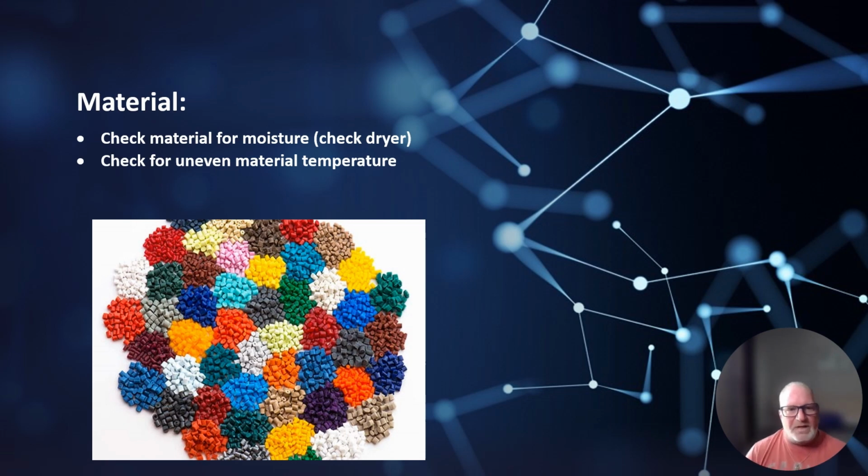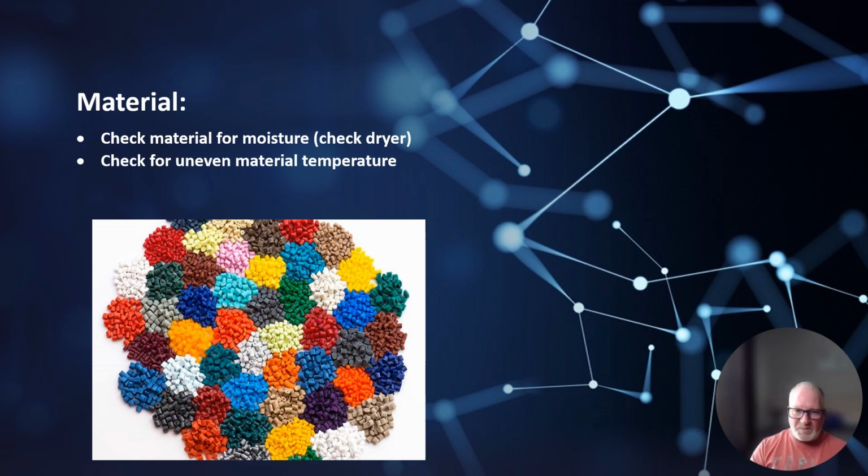The second of the M's, what you do is you check the material, okay? So you're going to check material for moisture, check the dryer to make sure the dryer is working correctly. Maybe the desiccants in the dryer are not working correctly, so you want to make sure that you're getting the right moisture content. So the dew point on those things should be -40. That's the standard in the industry, -40. So think about that whenever you're drying your material.